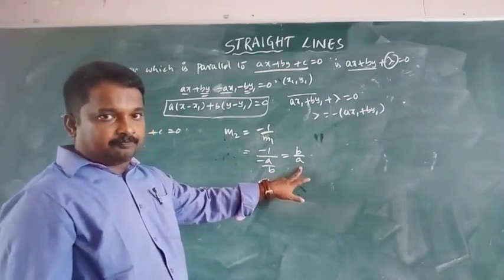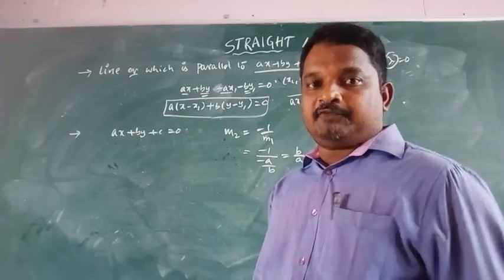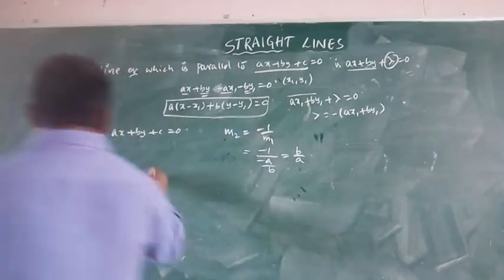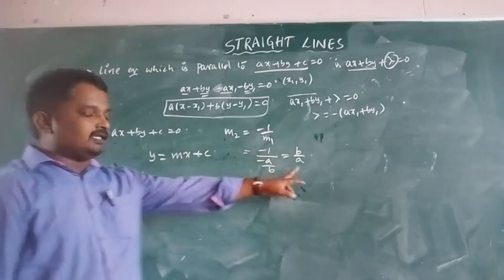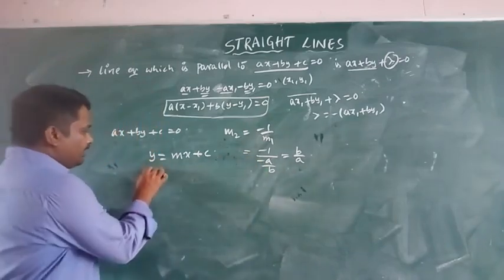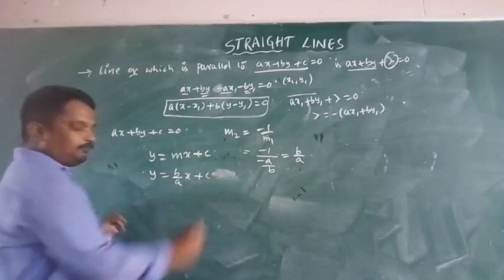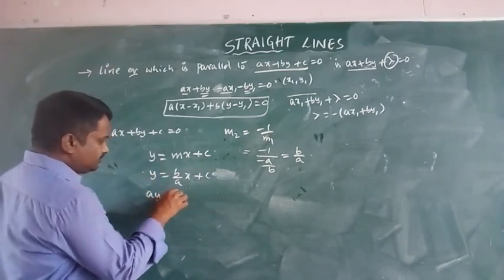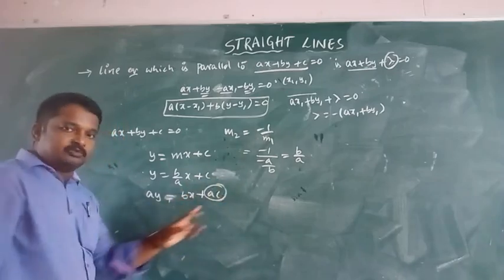Right. So now what do we want? The slope is b/a, and one point you know. So for that, what is the perpendicular line? From the slope intercept form, we may get the equation. I am writing y = mx + c, where I am taking c as the intercept. The slope is b/a, so substituting, y = (b/a)x + c. Cross multiplying, ay = bx + ac.